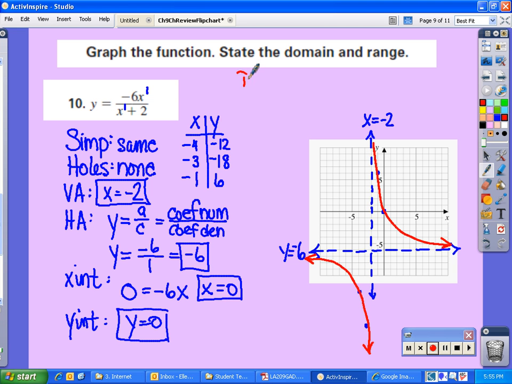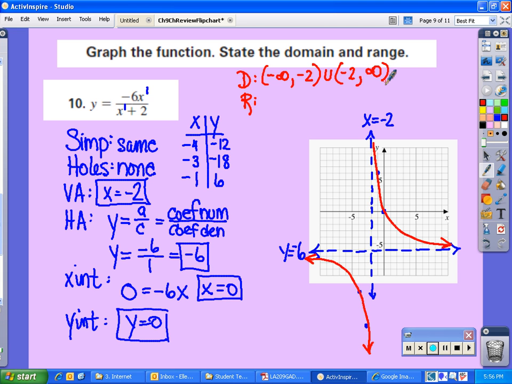Let's write our domain and range, and we'll be done. For our domain, remember we're going to go all the way left to all the way right. Notice that we have points at all real numbers except for one, and that's -2, where the vertical asymptote occurs. So -infinity to -2, open at -2, union, the other branch of the graph starts at -2 and goes to +infinity.